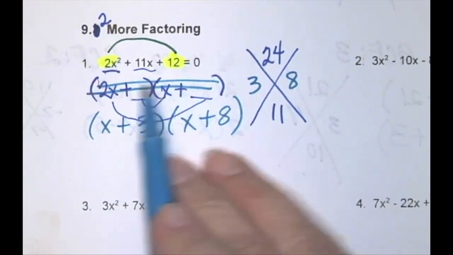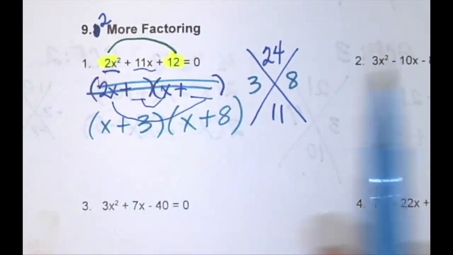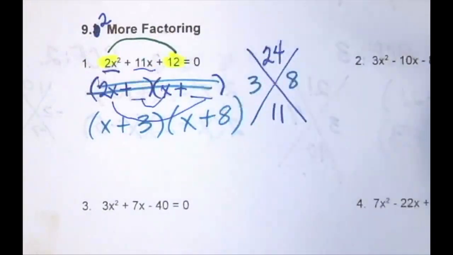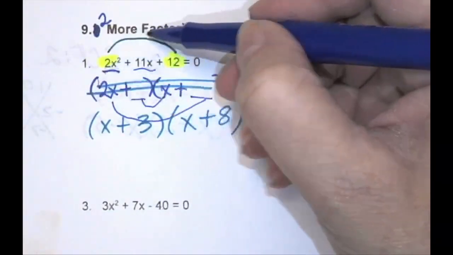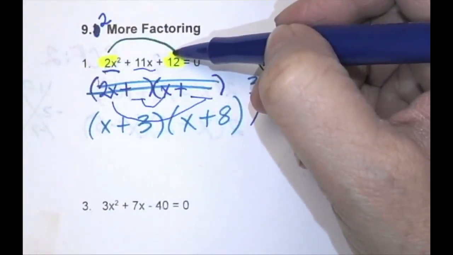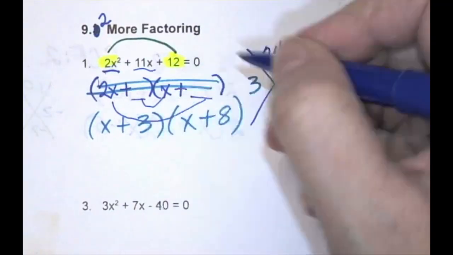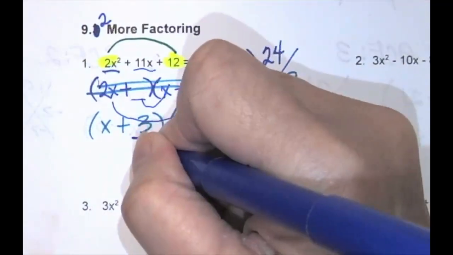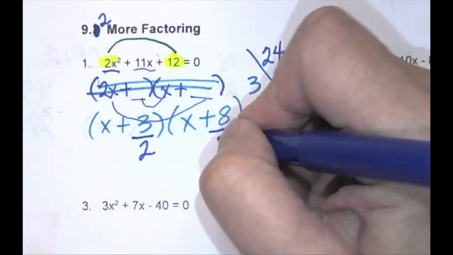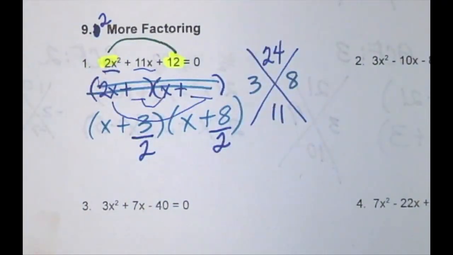We want 12, and we want 2 in front. So remember how we started off by multiplying this? Well, now we need to get rid of it. We need to divide to get it back out of there. So I put the 2 under both numbers.